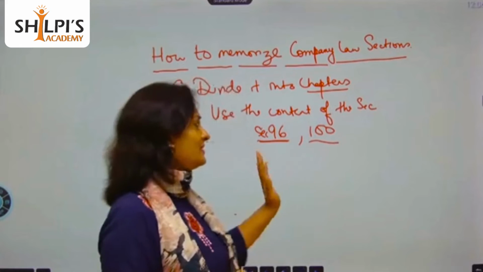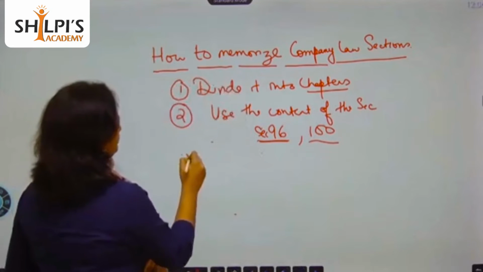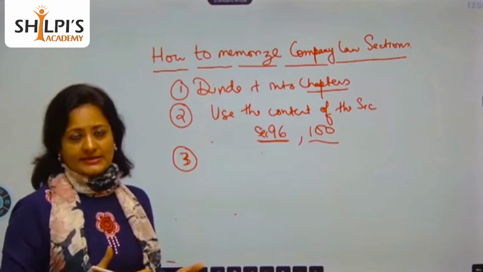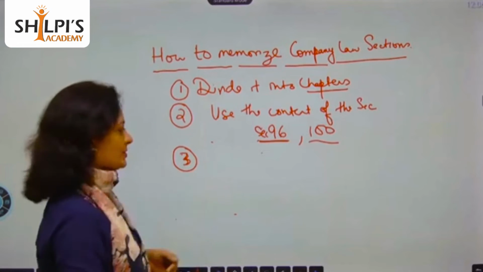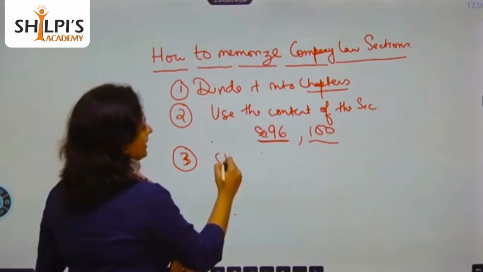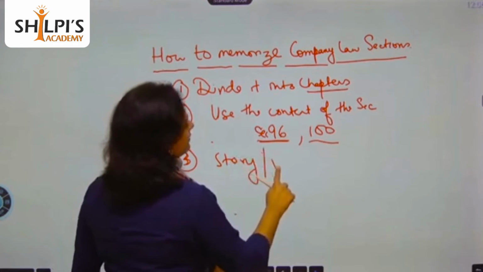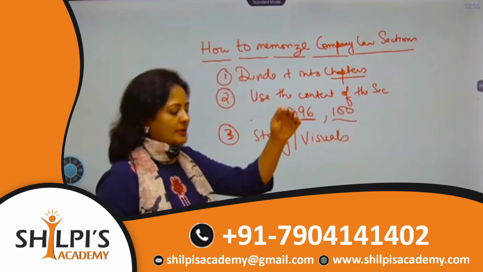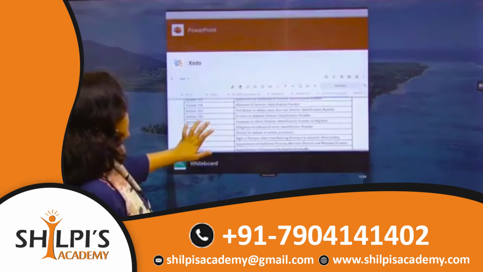Okay. The next tip is not just using the content of the section, but actually making a story of the related sections. So we do storytelling, or we use some visuals. What visuals and what storytelling? So we connect a few sections. Now let's see an example of this section.